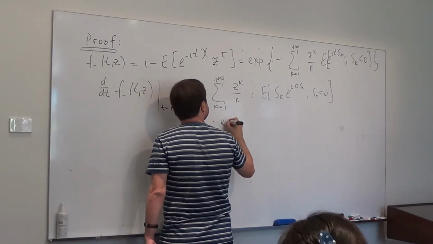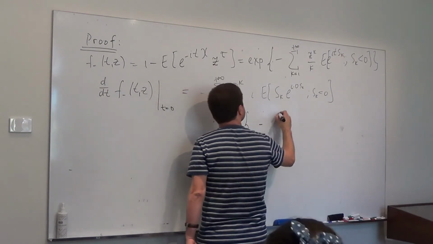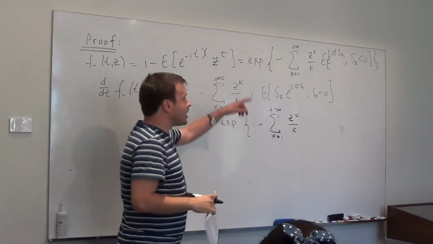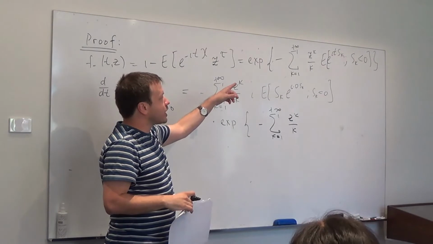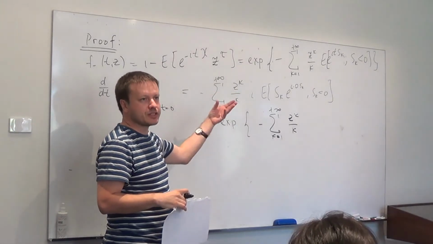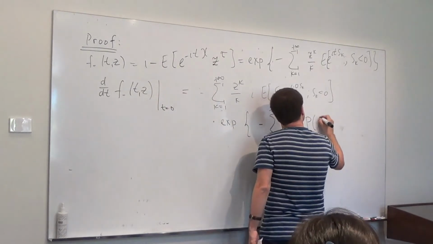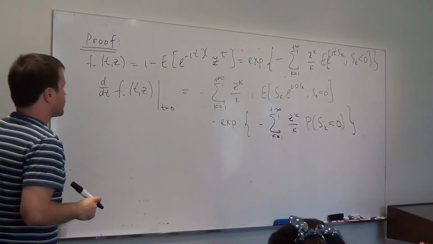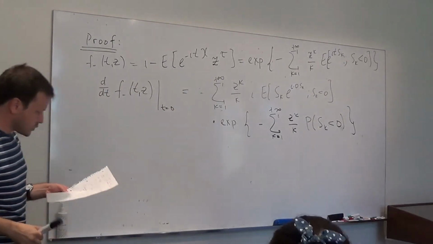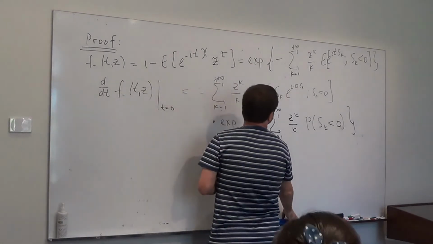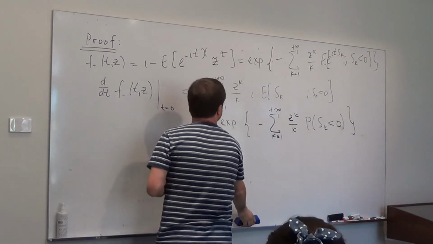and I will multiply it by exponent minus the sum from 1 to plus infinity, z to the power k over k. Now here, when I put t to 0, I will have 1, and as a result I will have expectation of 1 on the event s_k less than 0, which is going to give me the probability that s_k less than 0. That's the product of those expressions, so I think I can simply erase this exponent and get expectation s_k on the event s_k less than 0.